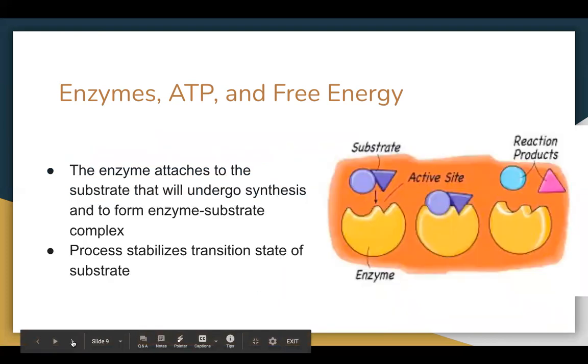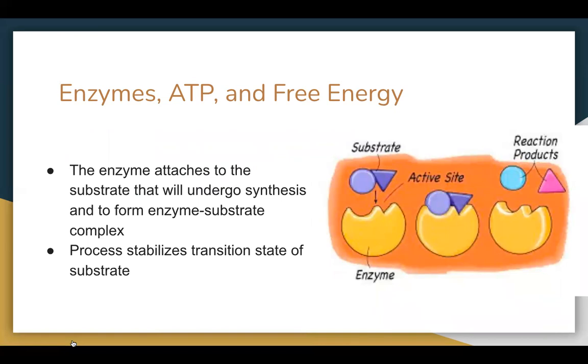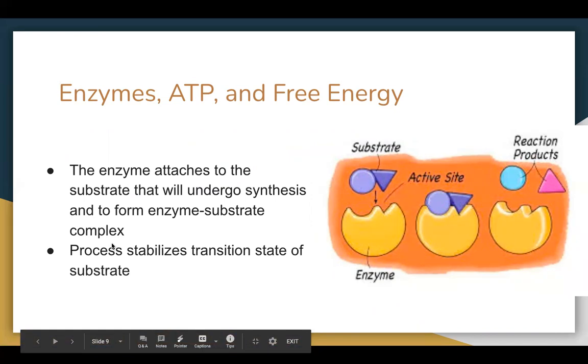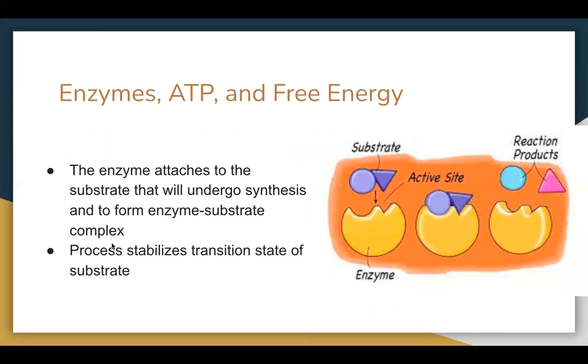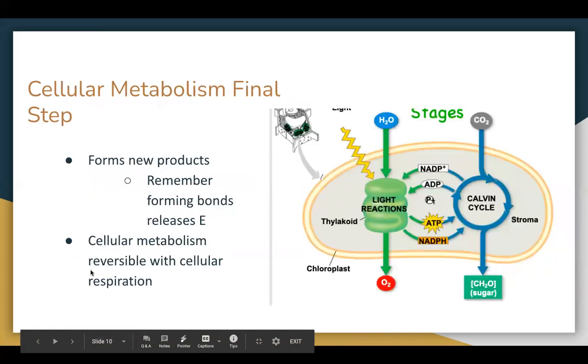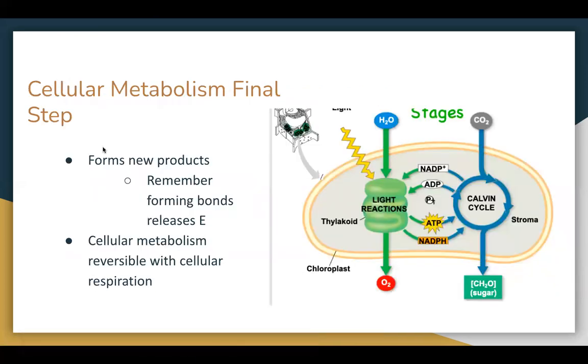The way this actually works in cellular metabolism is the enzyme will attach to the substrate, which will then undergo synthesis and form an enzyme substrate complex. This process actually stabilizes the transition state of the substrate, which in turn increases the number of successful reactions, which in turn increases the rate of metabolism. The last stage of cellular metabolism is forming the new products. Remember, for photosynthesis, it has the reactants, but it also has the products of the oxygen and the sugar.